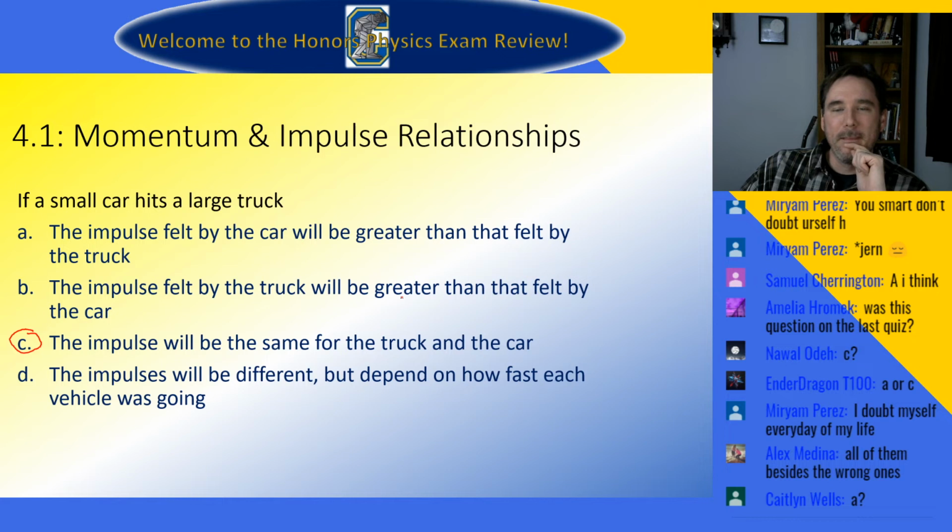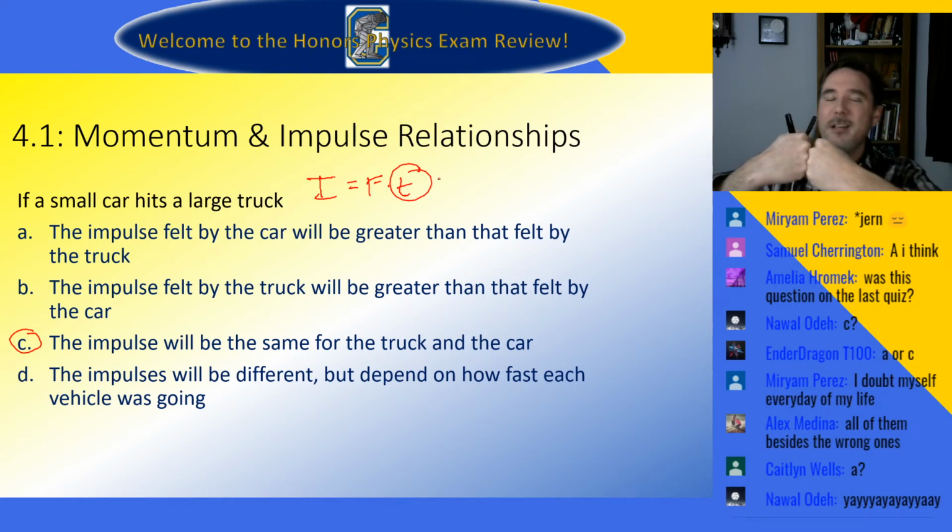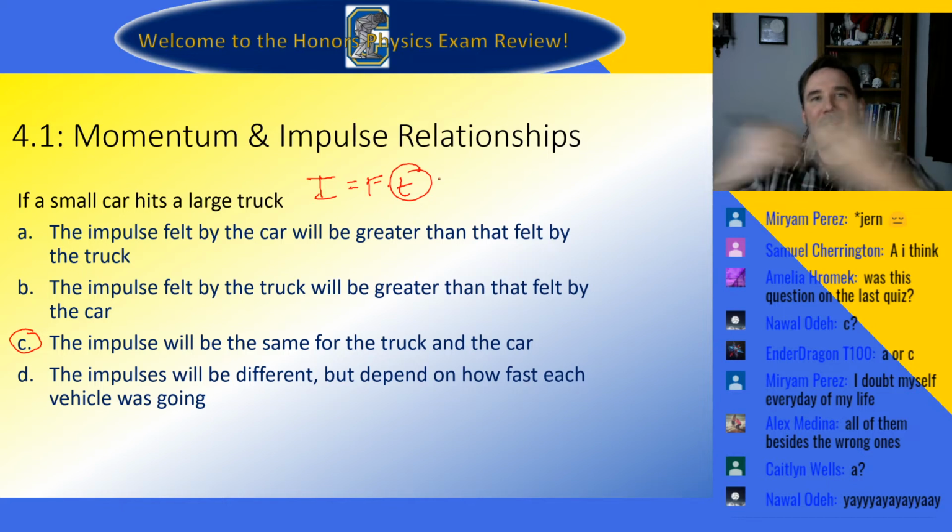All right. So here's the thing. All the questions deal with impulse. So let's really quick talk about what impulse is. Impulse is force times time. In a collision, when a car hits a truck, the time is going to be the same for both of them. You can't have a collision without two cars. So as soon as the collision ends for one, the collision ends for both. So time is very clearly going to be the same.